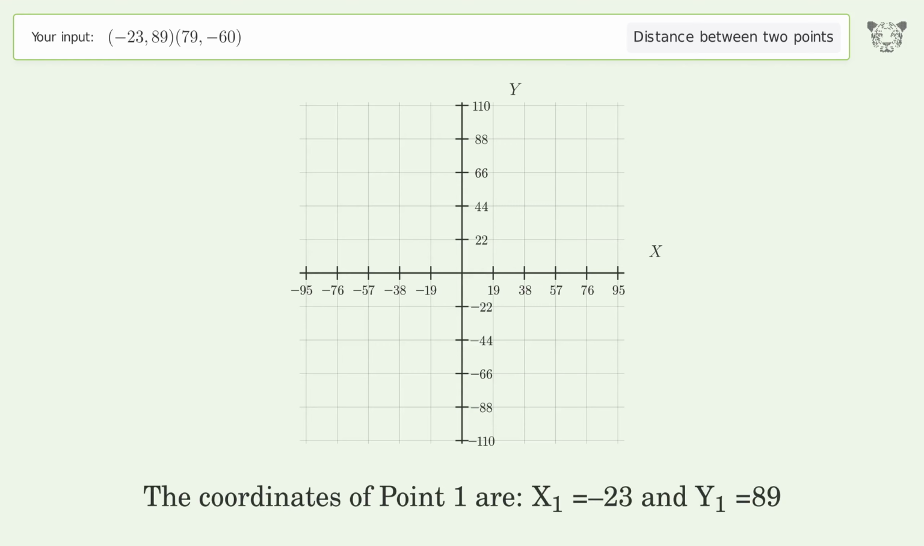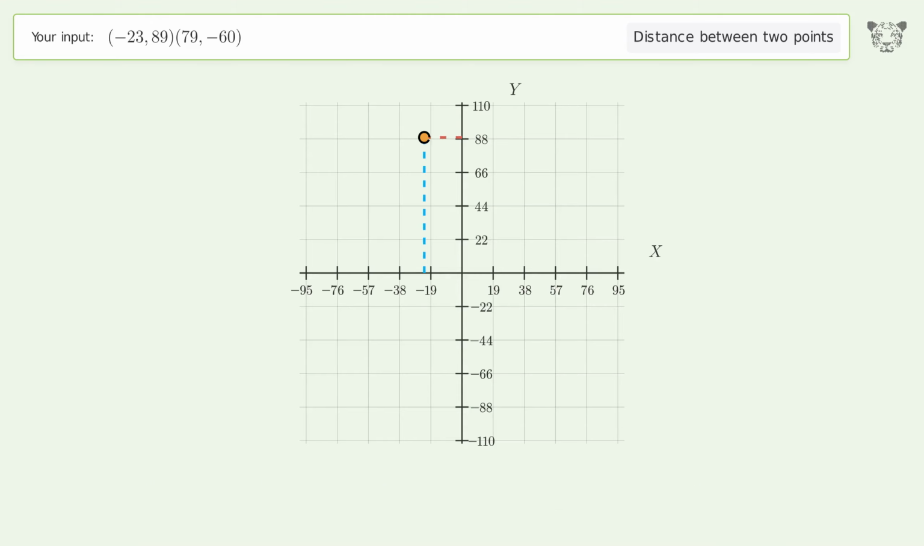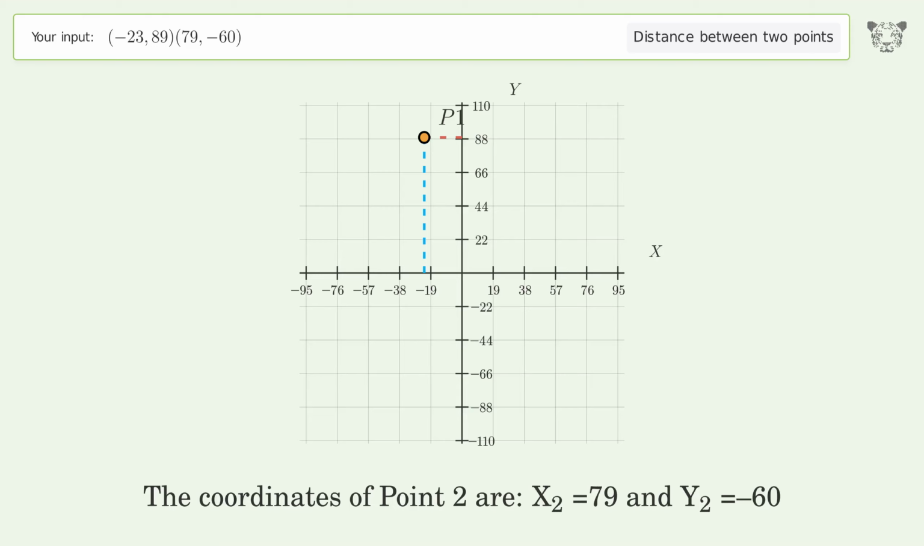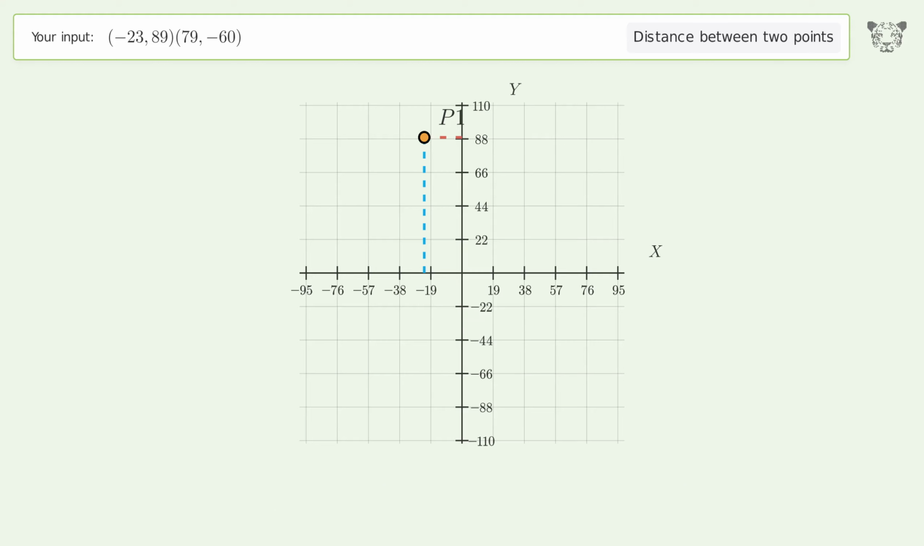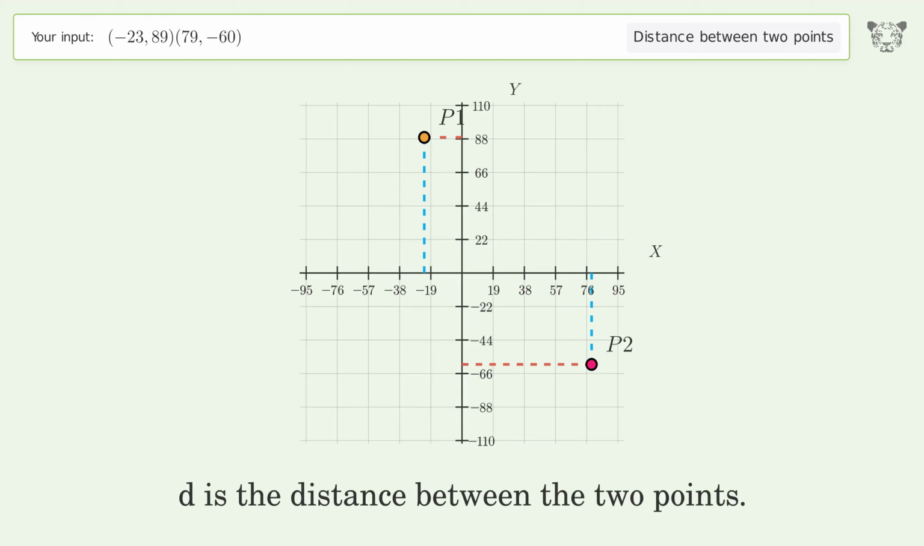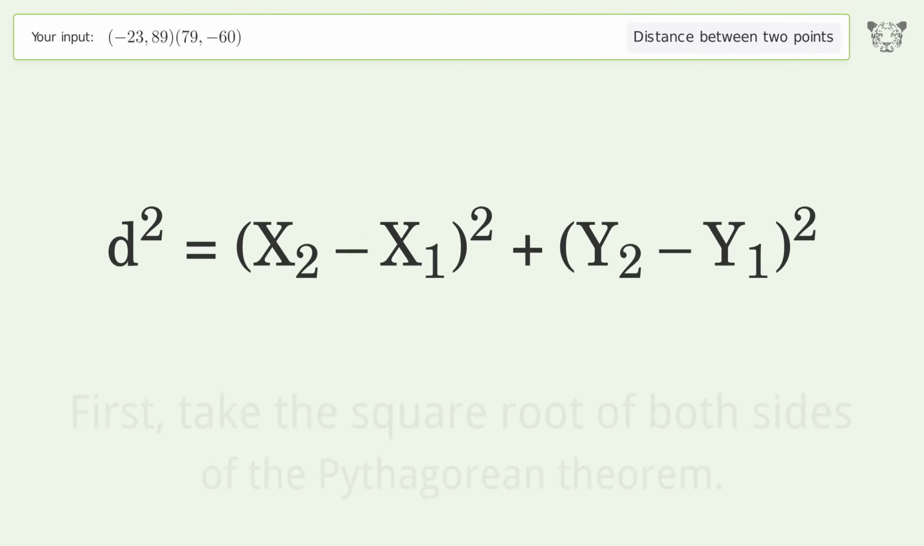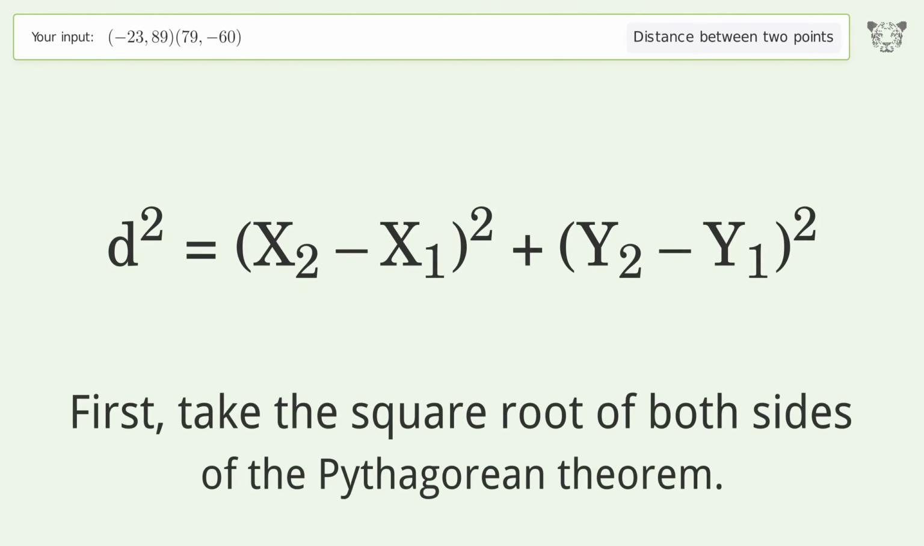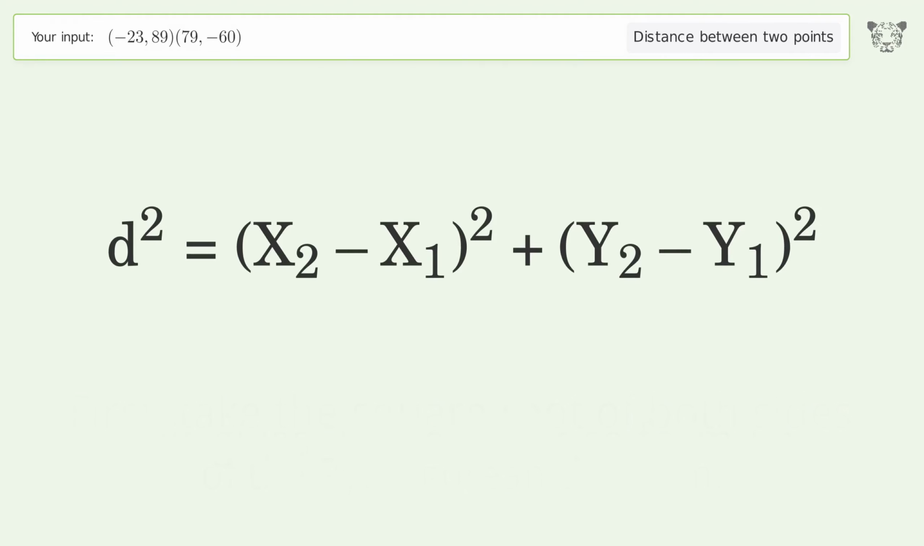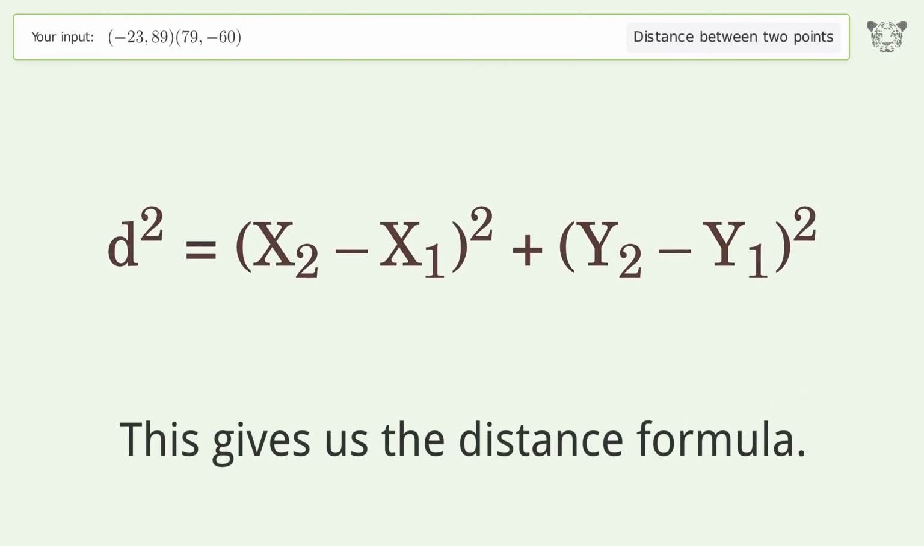The coordinates of point 1 are x1 equals -23 and y1 equals 89. The coordinates of point 2 are x2 equals 79 and y2 equals -60. D is the distance between the 2 points. First, take the square root of both sides of the Pythagorean theorem. This gives us the distance formula.